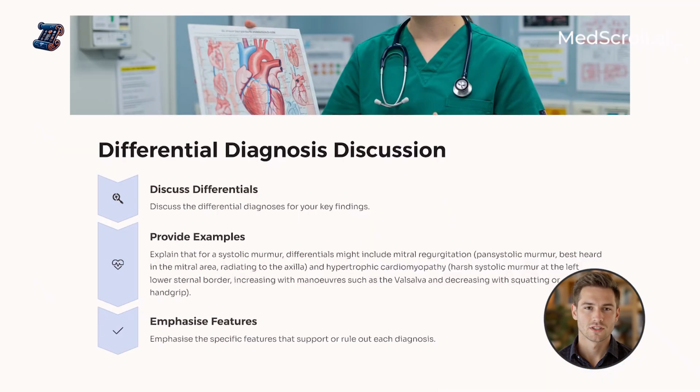Then discuss the differential diagnoses for your key findings. Explain that for a systolic murmur, differentials might include mitral regurgitation, which typically presents with a pansystolic murmur best heard in the mitral area, with radiation to the axilla, and hypertrophic cardiomyopathy, which often presents with a harsh systolic murmur at the left lower sternal border that increases with maneuvers such as the Valsalva and decreases with squatting or hand grip. Clearly differentiate these conditions by emphasizing the specific features that support or rule out each diagnosis.